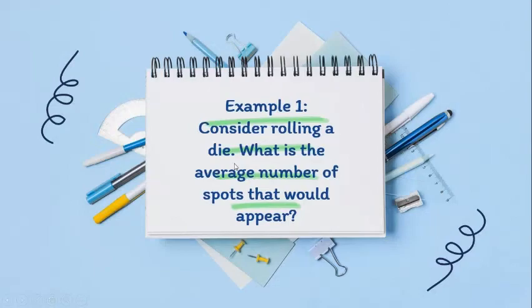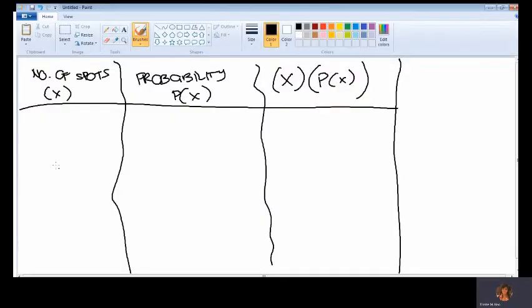To understand it better, let's have an example. Example number 1, considering rolling a die. What is the average number of spots that would appear? Step number 1, we're going to construct the probability distribution for the random variable x, representing the number of spots that would appear. Second step, we're going to multiply the value of the random variable x by the corresponding probability. Lastly, add the results obtained in step number 2.